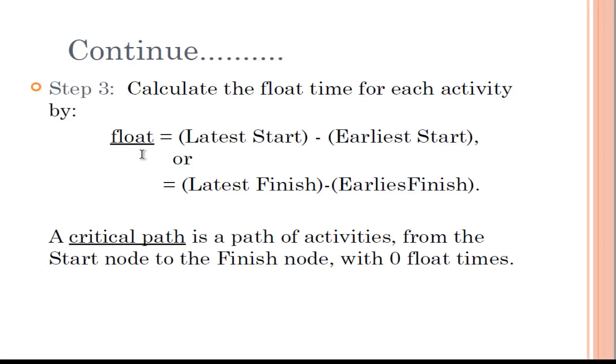Then the last step is to calculate the float or slack. That is the latest start time minus the earliest start time, or the latest finish time minus the earliest finish time. Whatever that is, it's going to be the float. The critical path is a path of activities from the start node to the finish node with zero float time. We'll look at each activity and see which ones have zero float. The activities with zero float are my critical activities, and they constitute my critical path. This will also be clear when we do the example.